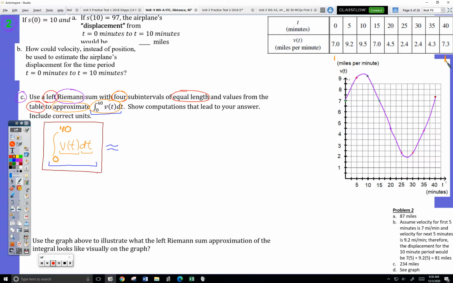We go from 0 to 10. We go from 10 to 20, 20 to 30, 30 to 40.